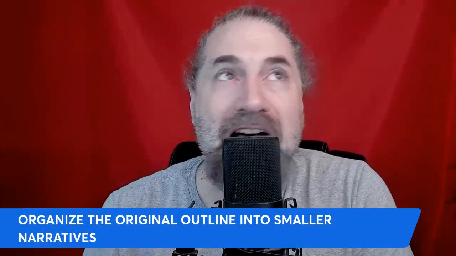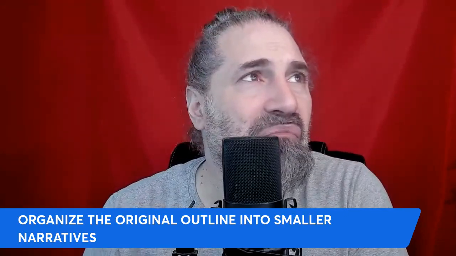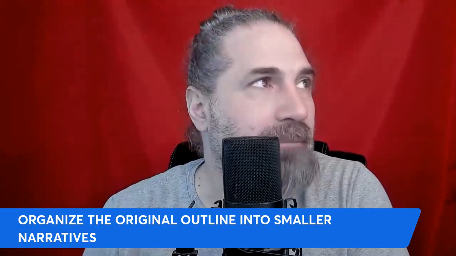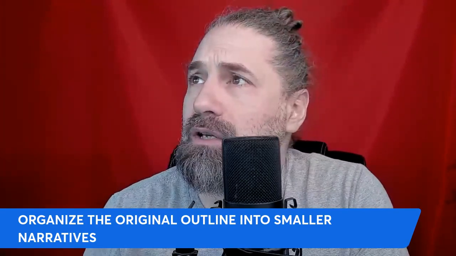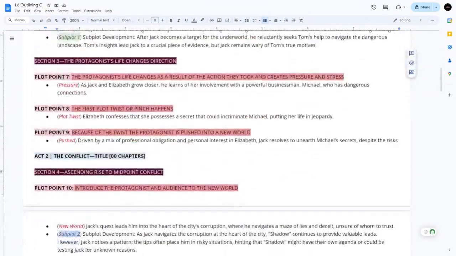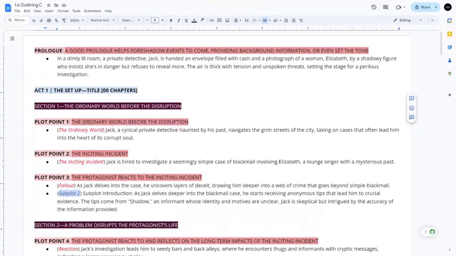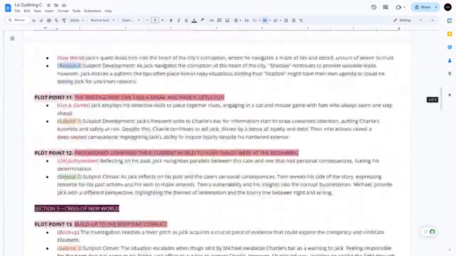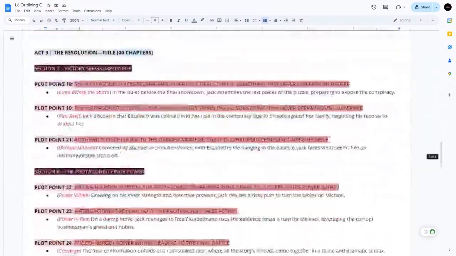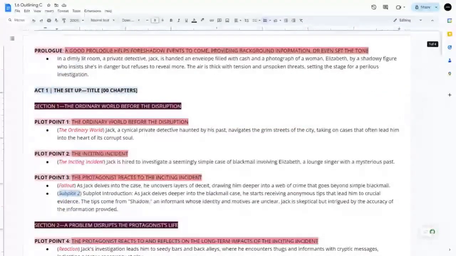Organizing the original outline into smaller narratives. Okay. So, we'll take me off so you can see better. If you already seen the first video and the second video, you know that I have mapped out a full 27 plot points. I'm just scanning over. Okay. All right. And I did an epilogue and I did a prologue.